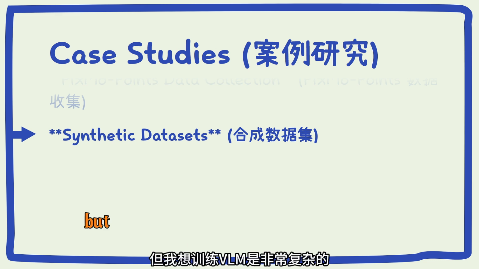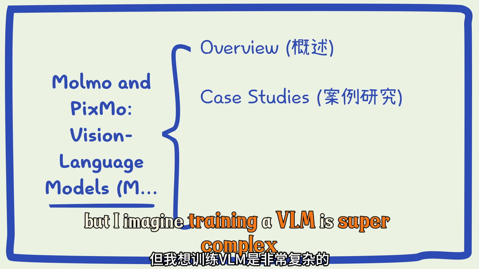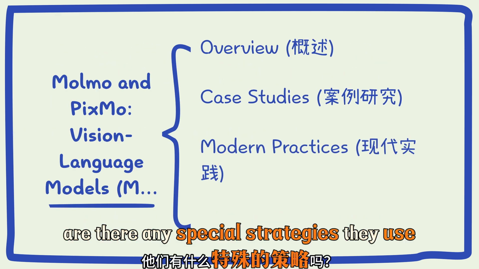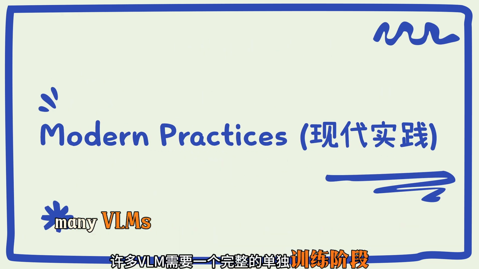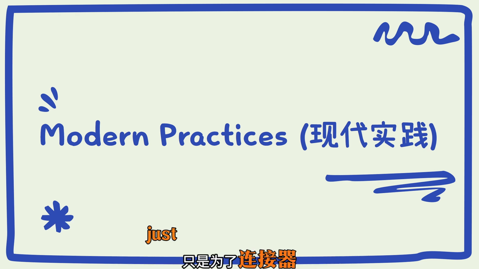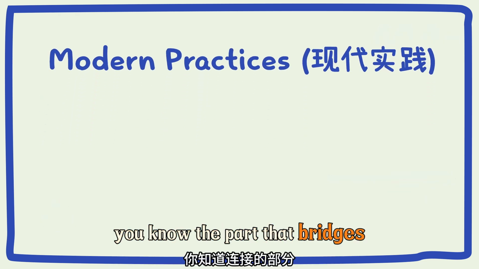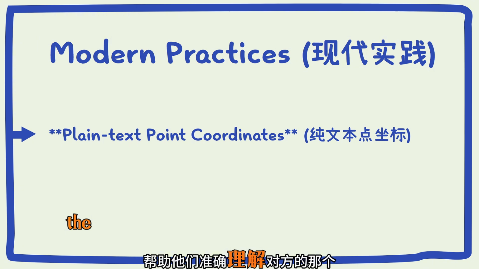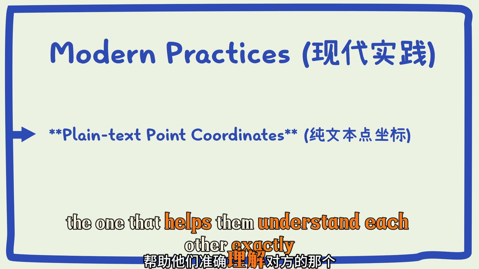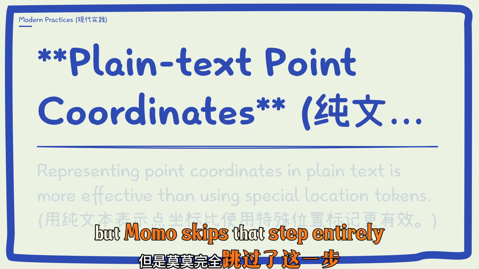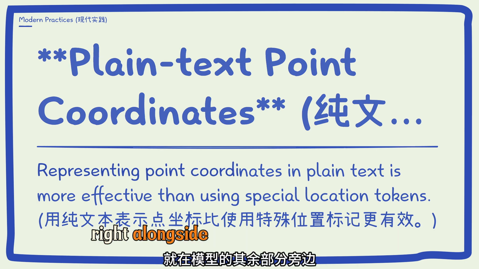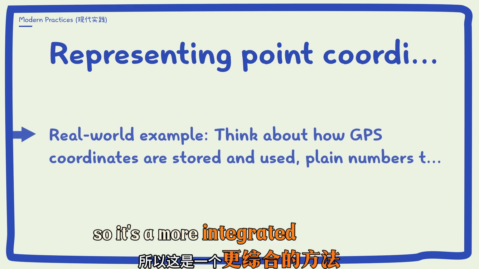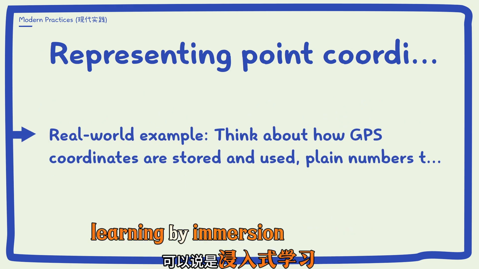Makes sense. But I imagine training a VLM is super complex. Are there any special strategies they use to make the process better? Actually, they've simplified things quite a bit. Many VLMs need a whole separate training stage just for the connector, you know, the part that bridges the vision and language processing. Right, the one that helps them understand each other. Exactly. But Molmo skips that step entirely. Thanks to the richness of the PixMo data, the connector learns right alongside the rest of the model. So it's a more integrated approach. Learning by immersion, so to speak.